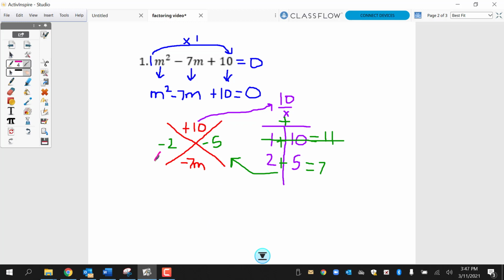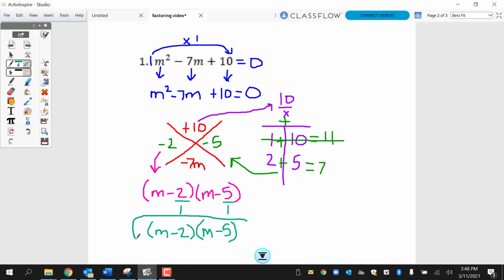Okay, I'm ready. I'm writing them in parentheses. So m minus 2. And then another parentheses for the other number, m minus 5. Okay? And don't forget, last step, I need to divide by what I multiplied by at the beginning. I did times 1 at the beginning, so I do divided by 1 at the end. 2 divided by 1 is 2. And 5 divided by 1 is 5. So this is my final answer. I don't need to do bottoms up because they're both whole numbers this time.